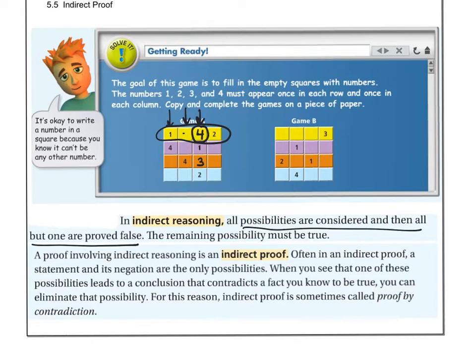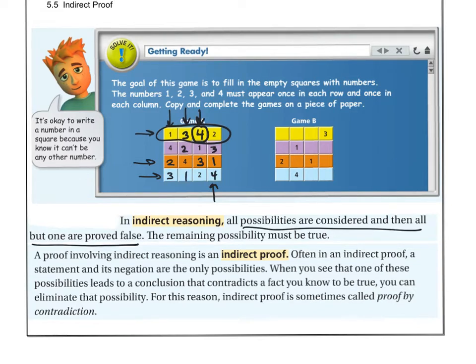Then we can see here we have a 2 in this row, and we need a 1 in this row, but there's already a 1 in this column, so this has to be a 2, which means this has to be a 3, which means this has to be a 1. And then this has to be a 3, this has to be a 2, 3, 4, 1. Anyway, that's kind of how it works.